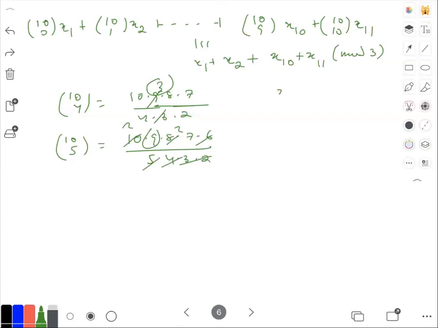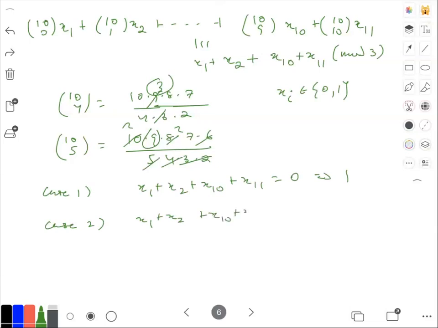Since every xi is either 0 or 1, the sum is at most 4. So we have two cases. Case 1, where x1 plus x2 plus x10 plus x11 is 0. This happens in one way. Case 2, where x1 plus x2 plus x10 plus x11 is 3. In this case we choose 3 of them to be 1s and the other to be 0, which can be done in 4 choose 3 ways. So there are 5 possibilities in total, and after this is determined, any of the remaining xi's can take on a value of 0 or 1.